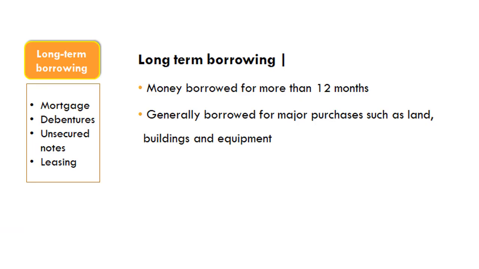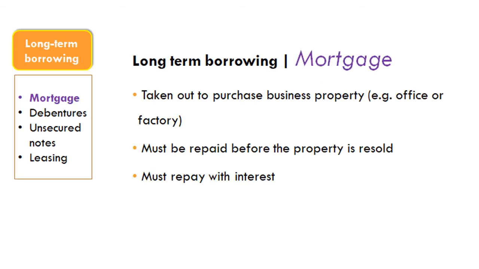So with long-term borrowing, we've got 4 types of long-term borrowing. We've got mortgage, debentures, unsecured notes, and leasing. This money is usually borrowed for longer than 12 months, and you would use it for larger purchases, so land, buildings, or equipment. So a mortgage, this is taken out to purchase business property.